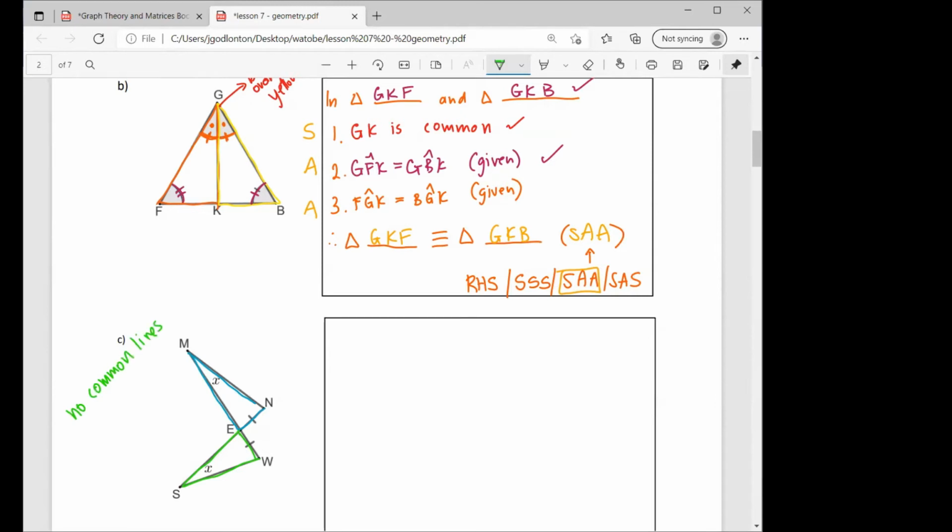Okay, that's how I know if a line is common. Because that's like the easiest mistake to make, is to put something as common when it's not common. So I know I have no common lines. I have told you which triangles I'm working with. So I've helped you with that first step.